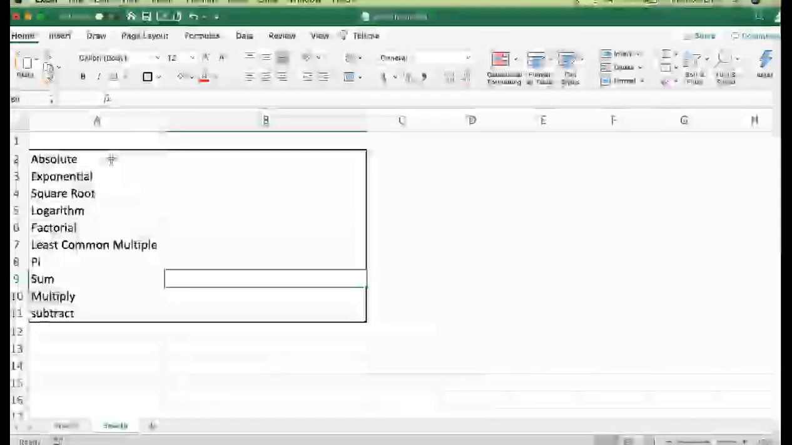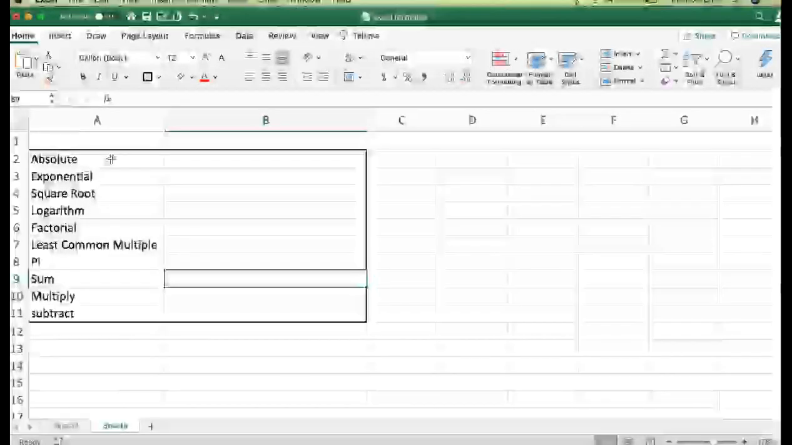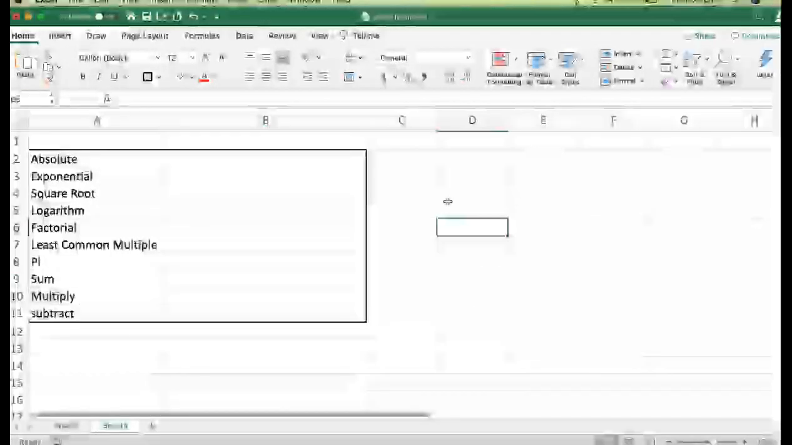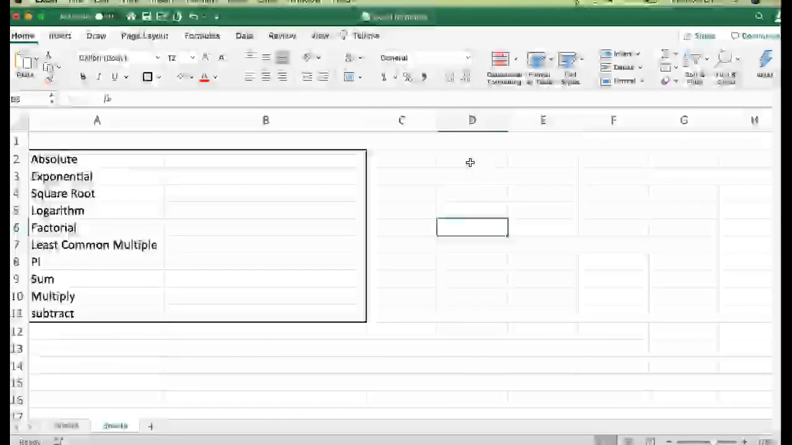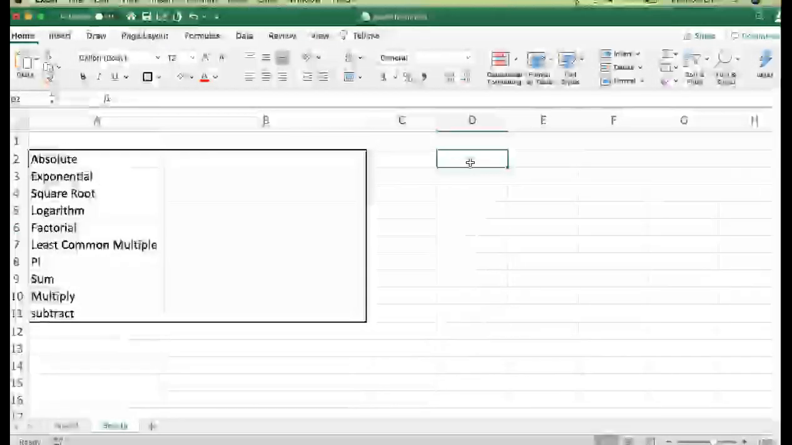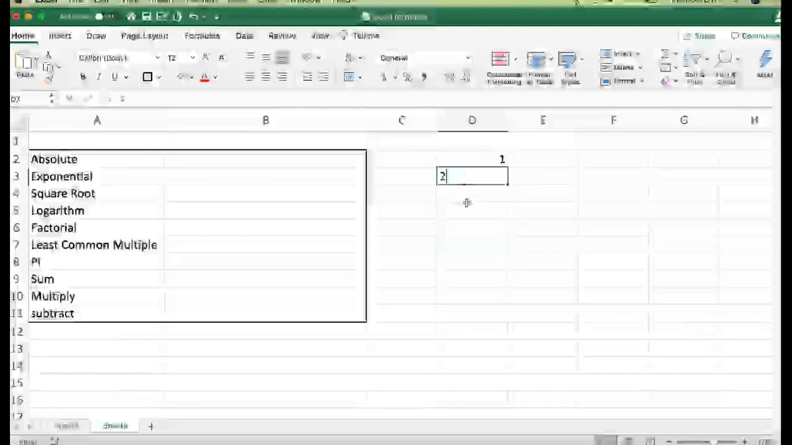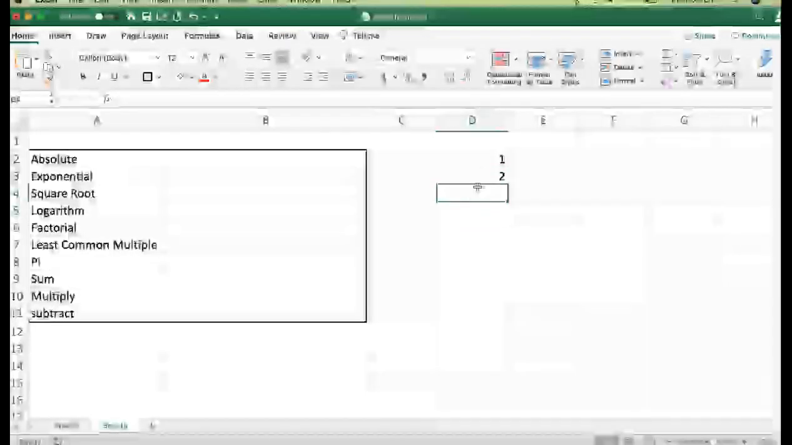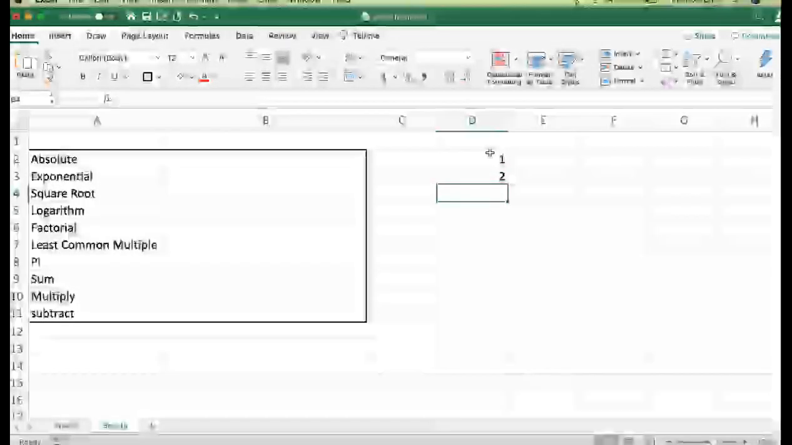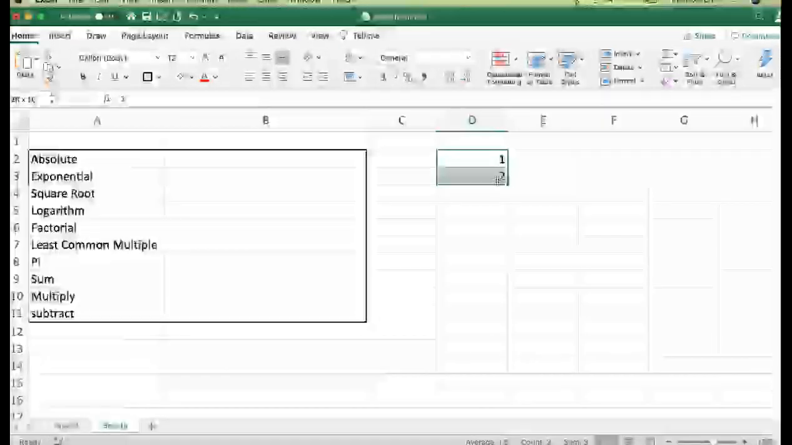Let's start. So today we are going to discuss the mathematical formulas as I mentioned earlier. Before starting that, I would like to touch on some basic things of Excel. Suppose you can see I am writing one over here and then two. If you want to write so many numbers, you don't need to write again and again.